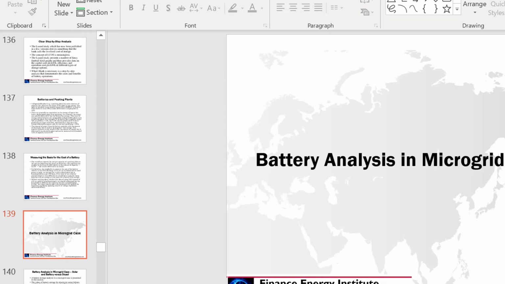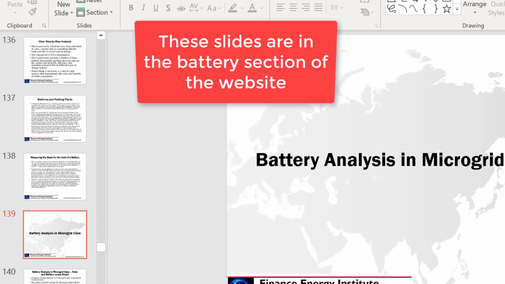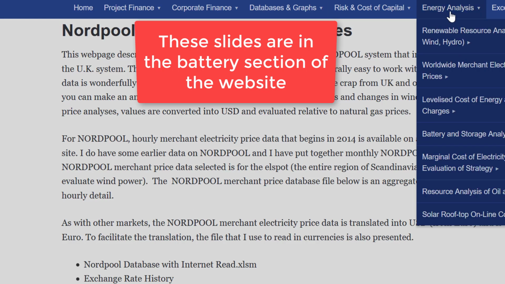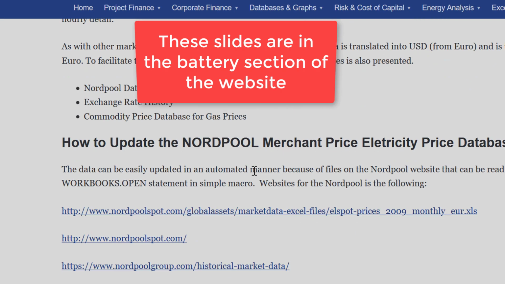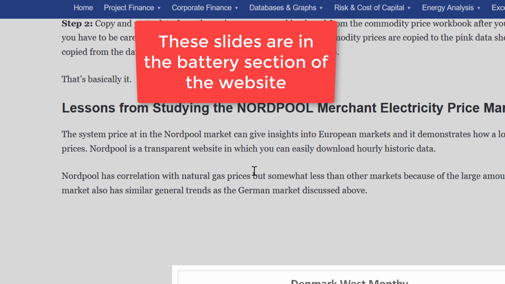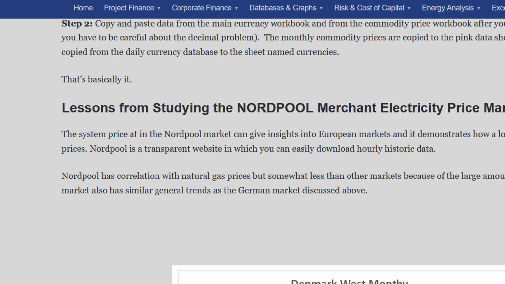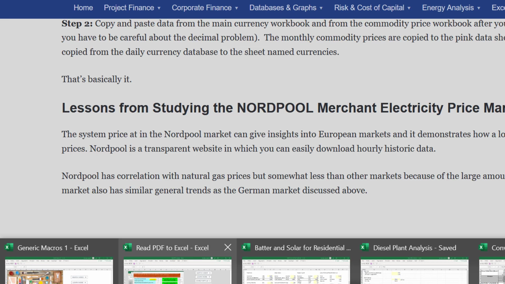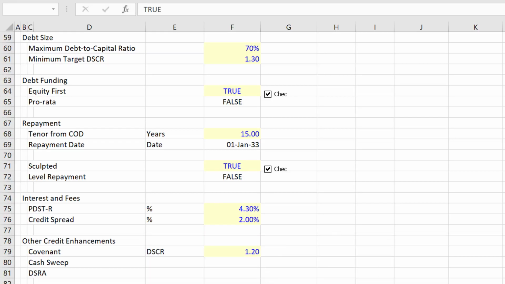I'm going to put this again on the website, on the page where we go to energy analysis, battery analysis. I'm going to put it right here. I haven't put it there yet, and I have to finish it a little bit. Okay, and now let's go back to our inputs.